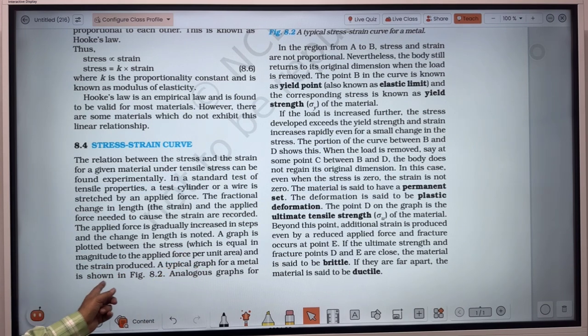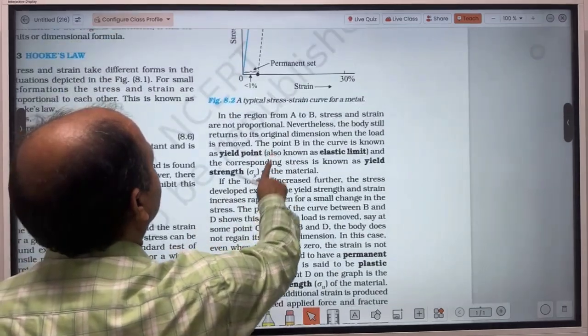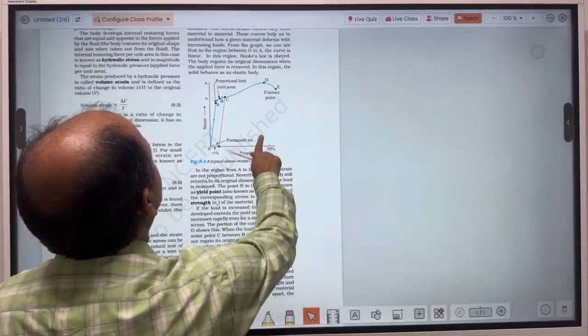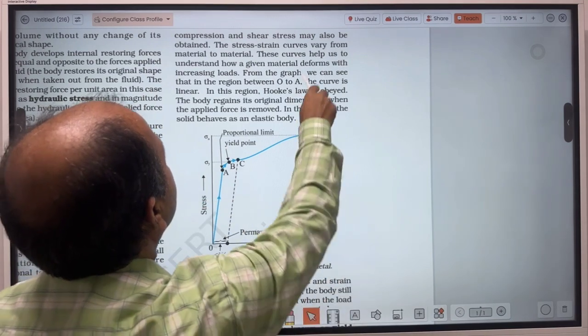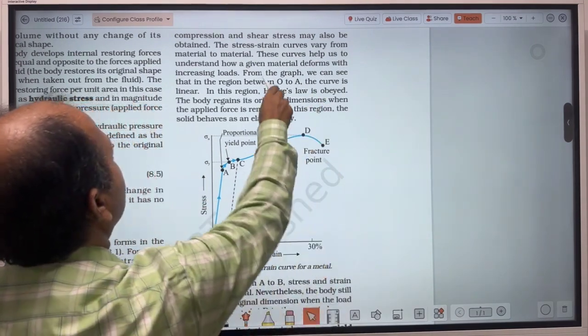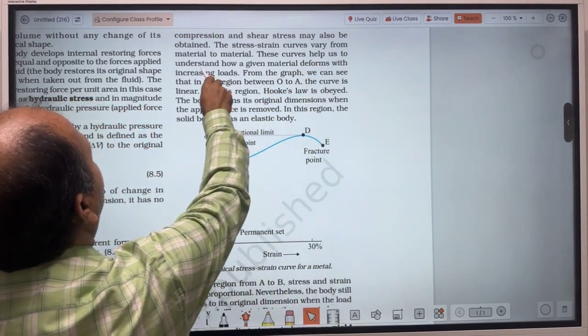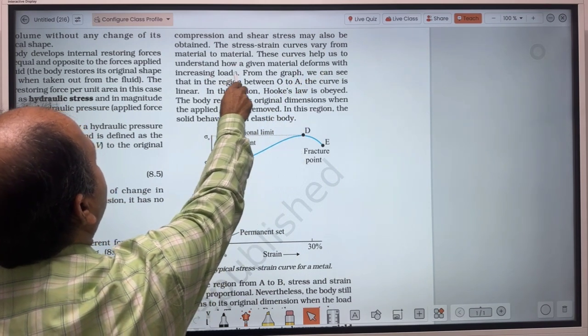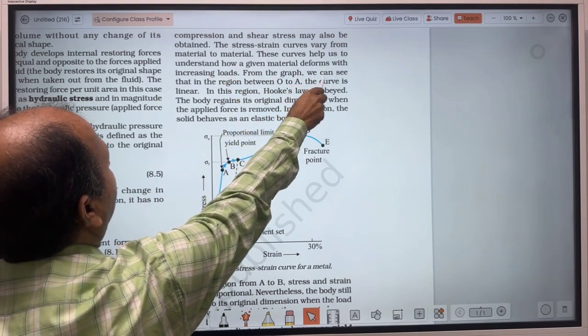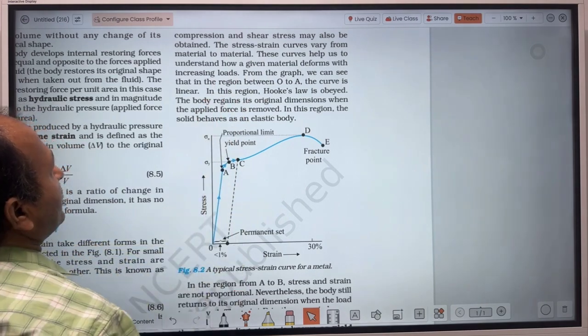A typical graph for a metal is shown in the figure. An analogous graph for compression and shear stress may also be obtained. The stress-strain curves vary from material to material. These curves help us to understand how a given material deforms with increasing loads.